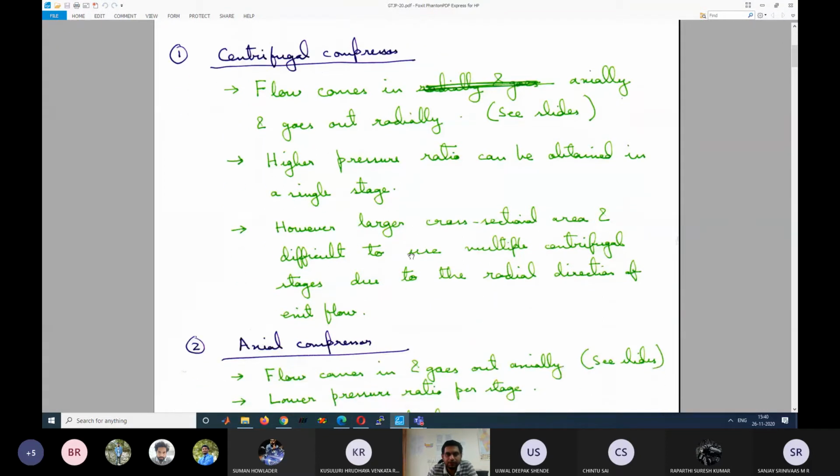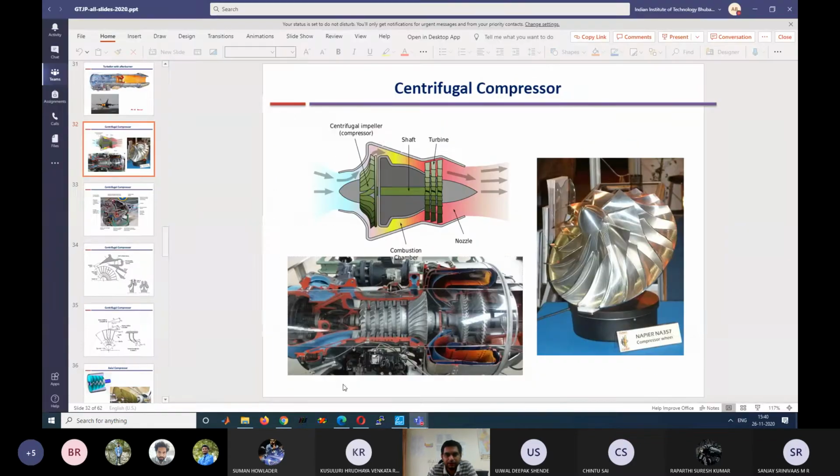It is also difficult to use multiple centrifugal compressor stages because of the direction of the exit of the flow. If you see the slides again, the flow goes out from the centrifugal compressor in the radial direction. So if you have another centrifugal compressor after it, you have to twist the flow and bring it back in the axial direction. It leads to a lot of engineering difficulties. As a result, these are not very conducive for multi-staging.